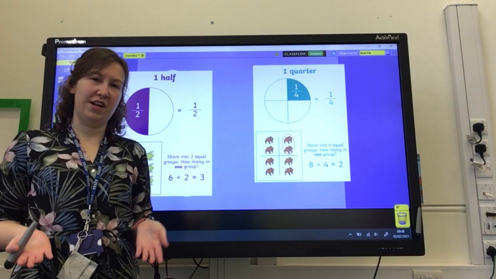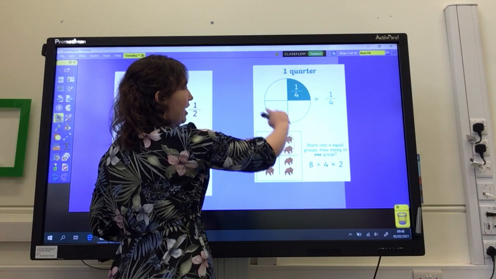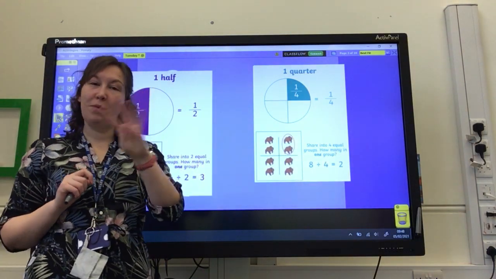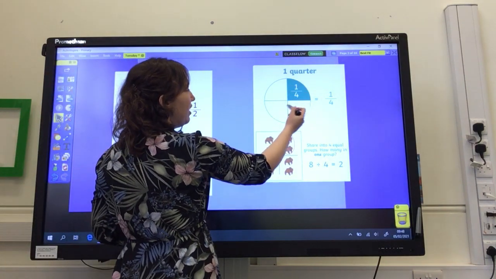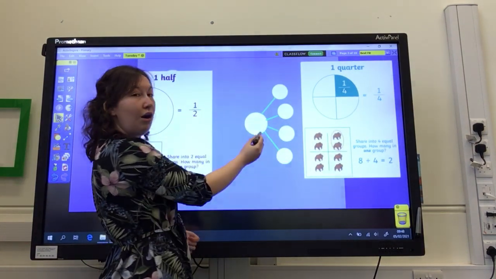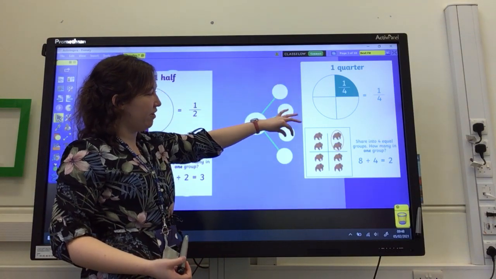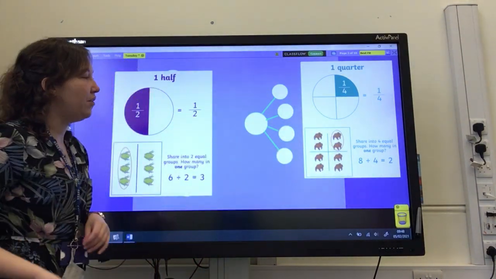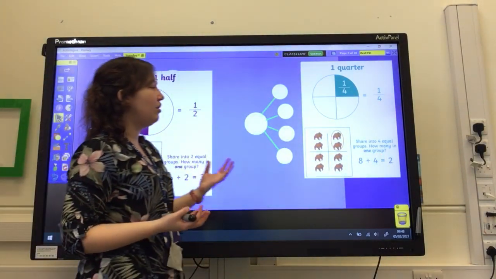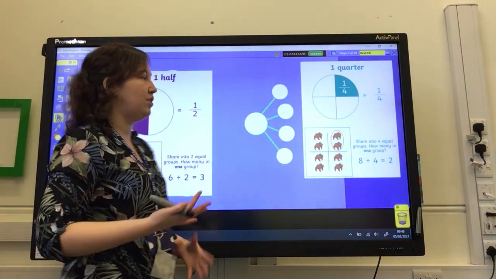But how many parts would I need if I'm sharing into quarters? Maybe the picture here or here will help you. Well done if you said into four parts this time. We've got 1, 2, 3, 4. So this time, our part whole has our whole, and then 1, 2, 3, 4 parts. 1 quarter, 2 quarters, 3 quarters, 4 quarters. So here, we've got the question, 8 divided by 4 equals 2. Because 8 shared into 4 groups, into quarters, is 2.